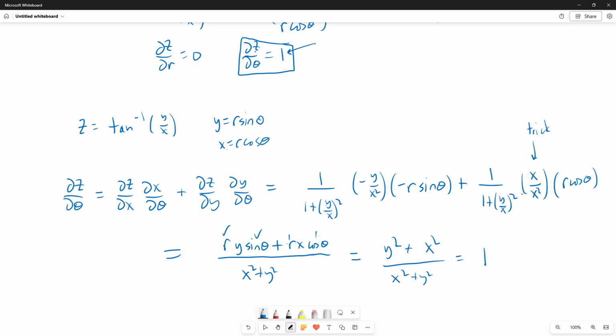So there we are. dz d theta is indeed 1. Another way we could look at this is it was r squared over r squared. X squared plus y squared is r squared.